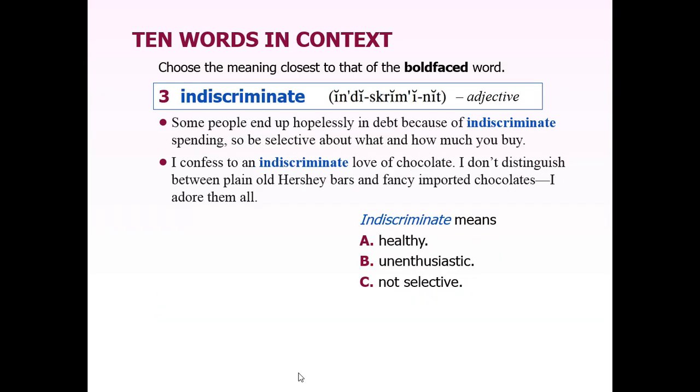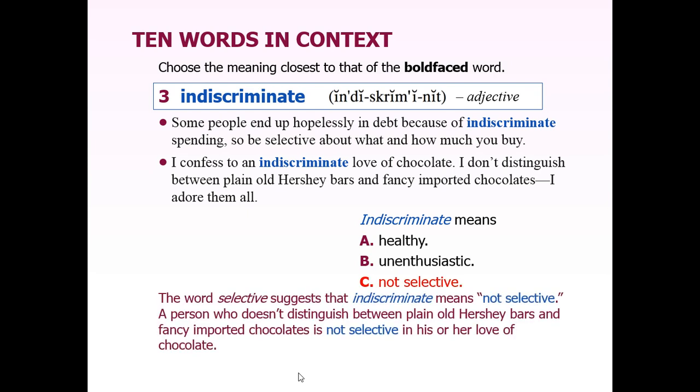3, indiscriminate. Some people end up hopelessly in debt because of indiscriminate spending. So be selective about what and how much you buy. We have the word indiscriminate. In means not discriminate. When you are discriminate, you are being picky or choosy about what you do or associate with, what you eat, and so on. So they have an opposite word there, selective. Indiscriminate is the opposite of selective. When you're selective, you're being discriminate. So indiscriminate is most likely going to mean, yes, C, not selective.